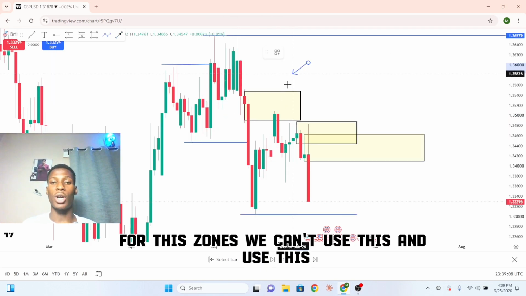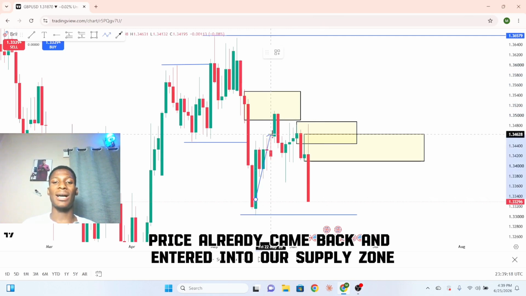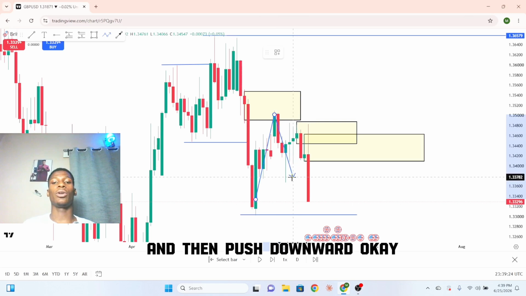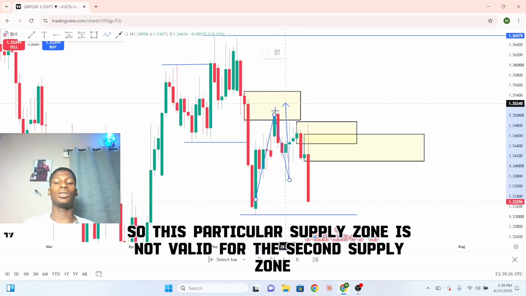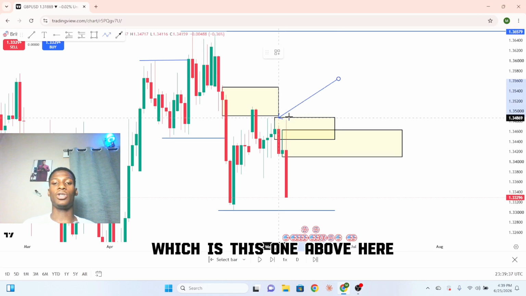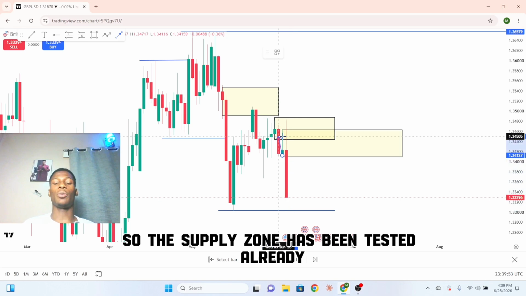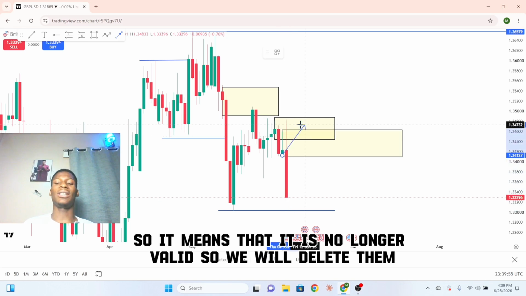For these zones, we can't use this and use this, and here is why. Price already came back and entered into our supply zone and then pushed downward. So this particular supply zone is not valid. For the second supply zone, which is this one above here, price pushed upward, got into this point and then pushed downward. So the supply zone has been tested already, so it is no longer valid. So we will delete them.